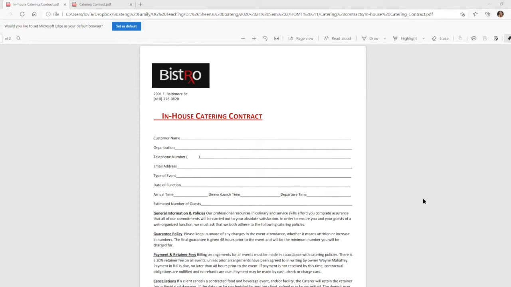So here you see the first thing they ask for is the name of the customer. Then they ask for the organization that you are with. Then they ask for a telephone number, an email address, and then the type of events that you are organizing. Then they ask for the date of the function. And then the time at which you are expecting your guests to arrive. And then the time at which you are expecting the dinner or the lunch to start. And then the departure time. They want you to indicate each of these. These are very, very important.